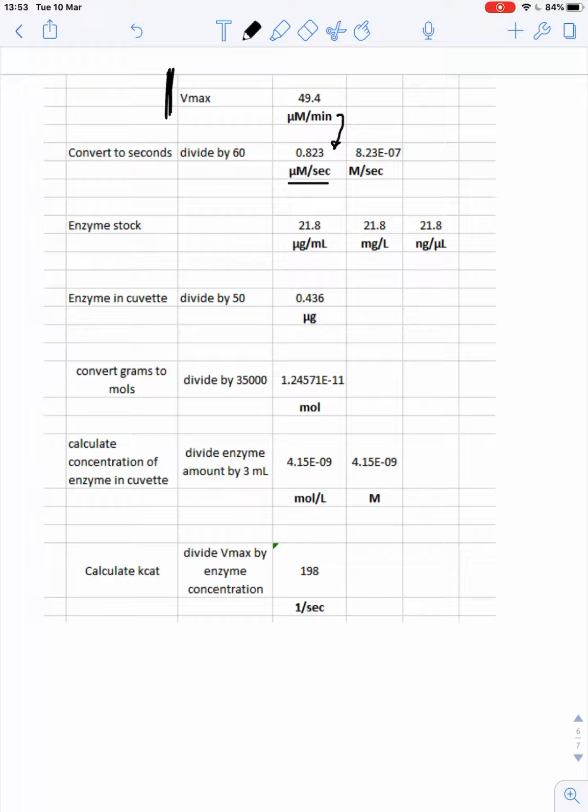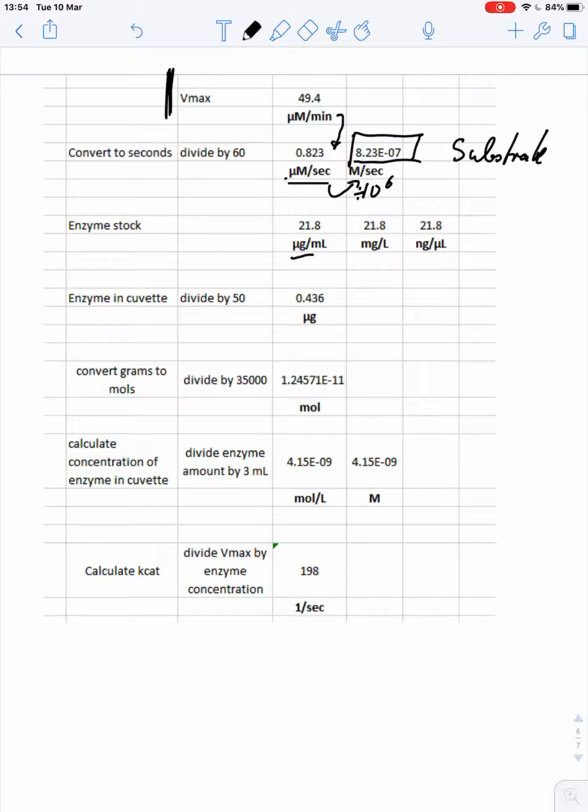micromolar per second here. And of course, we can very easily convert that, the micromolar, into molar, just by dividing this number by 10 to the 6. So we divide this number by 10 to the 6, and we convert the micromolar into molar, and we get this number here. So that is the concentration change per second of the substrate.